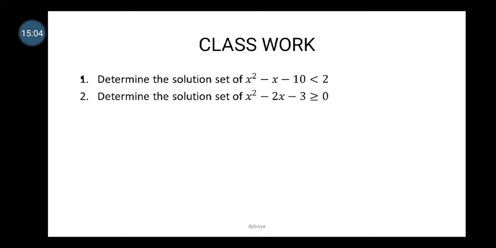In the first question, take note that there is 2 on the other side. You cannot solve that unless you have 0 on the right hand side. Every quadratic inequality must have 0 on the right hand side. So you must take everything on the right hand side to the left hand side and simplify to get 0 on the right hand side before you proceed to factorize or otherwise. So forward your attempt of this classwork to my number.